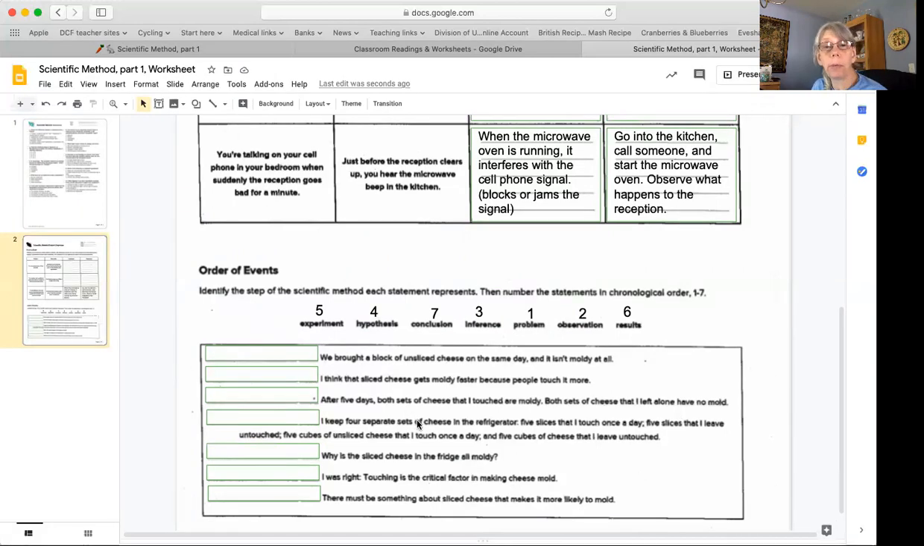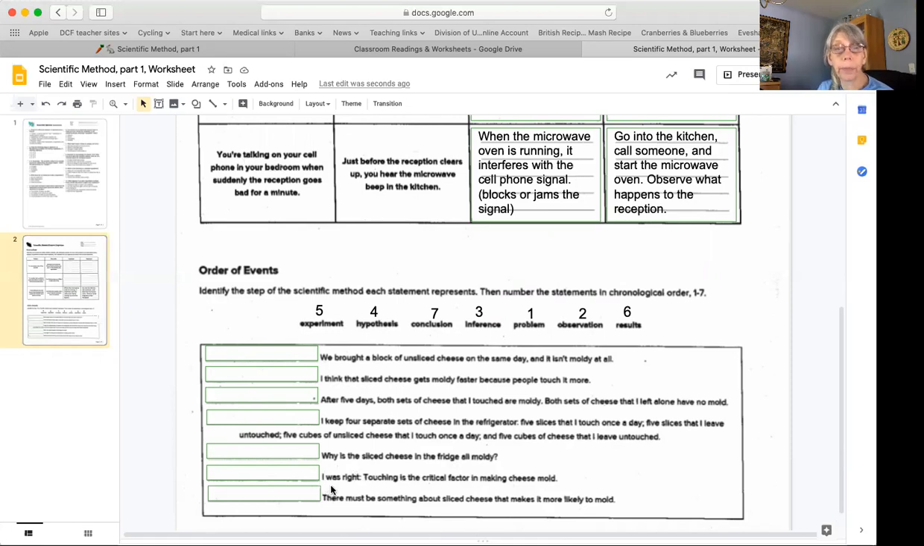I keep 4 separate sets of cheese in the refrigerator, 5 slices that I touch once a day, 5 slices that I leave untouched, 5 cubes of unsliced cheese that I touch once a day, and 5 cubes of cheese that I leave untouched. This is a very good example of what it is, and I'm gonna let you figure that one out. Why is the sliced cheese in the fridge all moldy? Is moldy cheese a problem to you? It is to me. I think we found a problem, but let's read the rest of them.